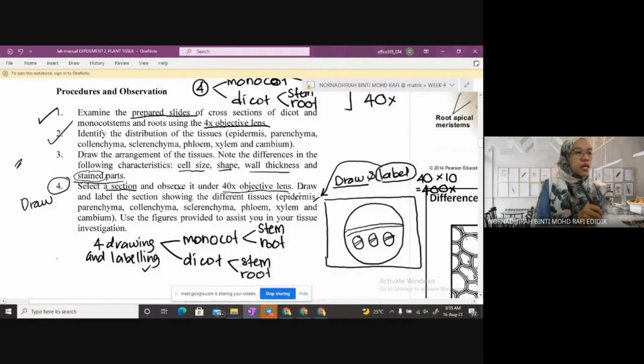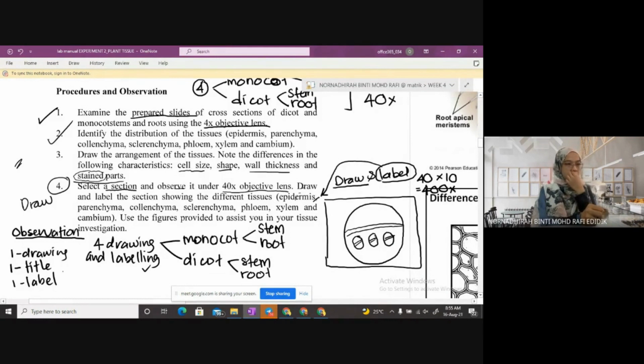Okay, make sure bila part observation, untuk dapat full mark, biasanya 3 markah. So 1 markah adalah pada drawing. Okay, lagi 1 biasanya lepas drawing, you guys kena ada juga title. Title of the drawing, make sure ada title. Okay, and then lagi 1 adalah label. Biasanya ada 3 ni.